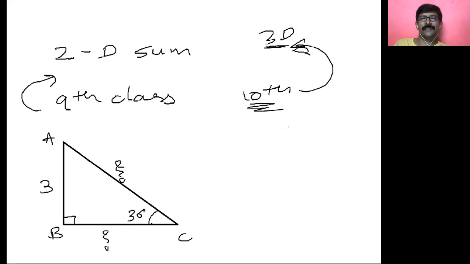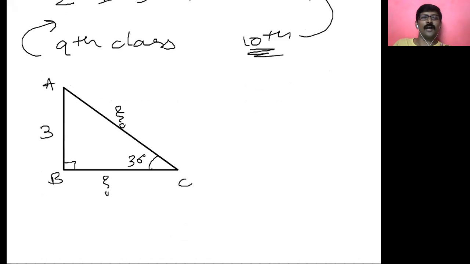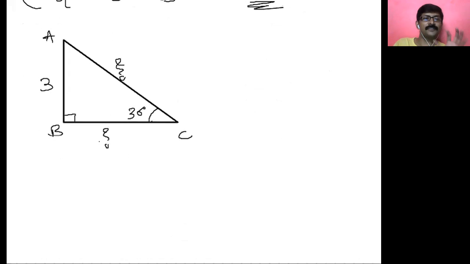So no need to get scared. Oh my god, how to do 3D sums and how to do these 2D sums. These are very simple stuff, guys. Let me show you how to do this particular question. So suppose this is a 2D question. In today's session, we're going to do many sums based on this concept. So let me teach you the concept. It's very simple, guys.